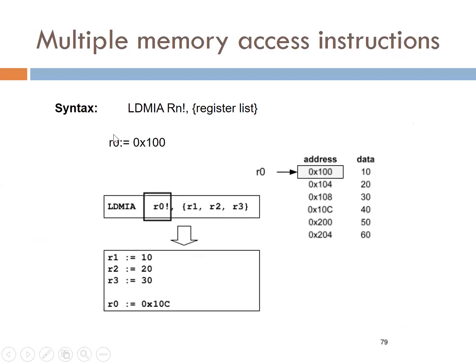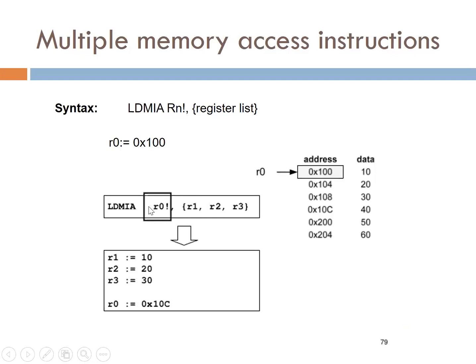Now, the syntax for the next example is LDMIA Rn exclamatory mark, comma, register list. So I told you already what happens when you have an exclamatory mark here. So let us see with an example. We have the example LDMIA R0 exclamatory mark, comma, register list. In the register list, we have R1, R2 and R3. So now what is initially R0? R0 is 0x100. So always this has the memory address.